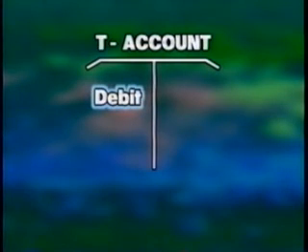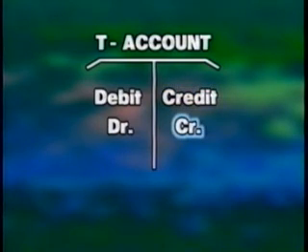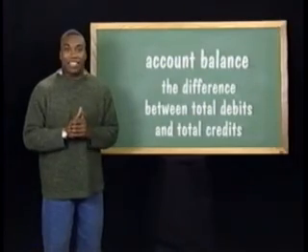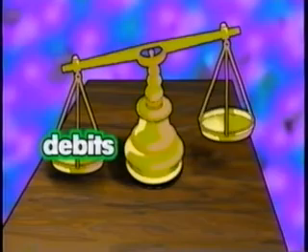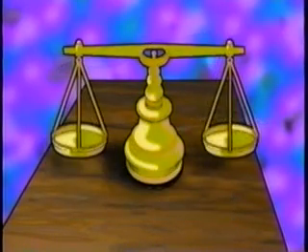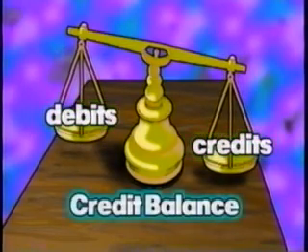The left side of the T account is called the debit side, abbreviated DR, and the right side is called the credit side, abbreviated CR. The account balance is the difference between total debits and total credits. If the total of debits is larger than the total of credits, then the account is said to have a debit balance. If the total of credits exceeds the total of debits, then the account is said to have a credit balance.